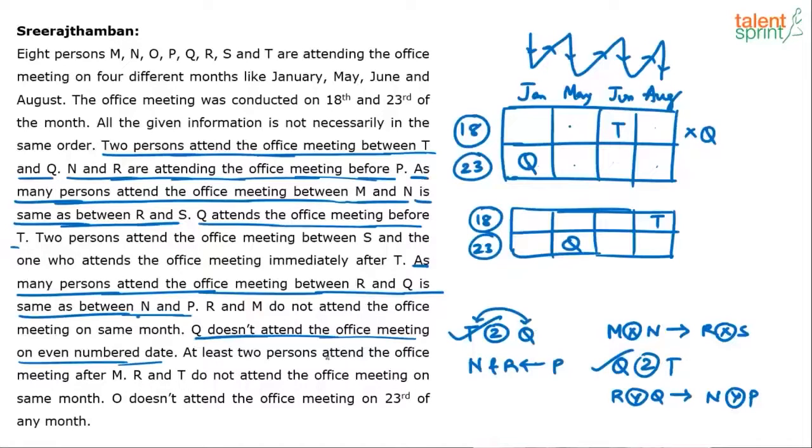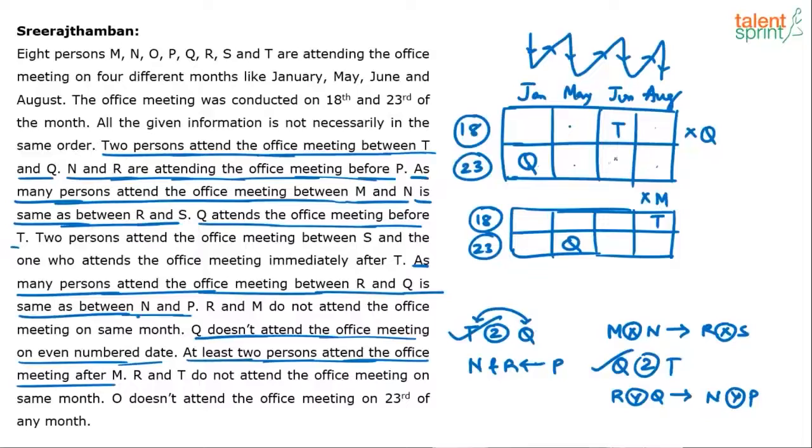Next point. At least two persons attend the office meeting after M. What does it mean? My understanding would be M will not come in August. M cannot come in this line. Because if M comes in August, he says there should be at least two persons who attend after M. So if you take M on 18th August, there will be only one person after M. If you take M on 23rd August also, there will be no person after. The last date that M can take is 23rd June.